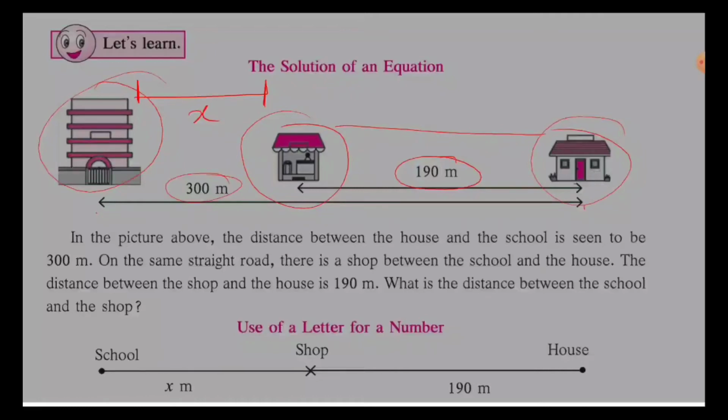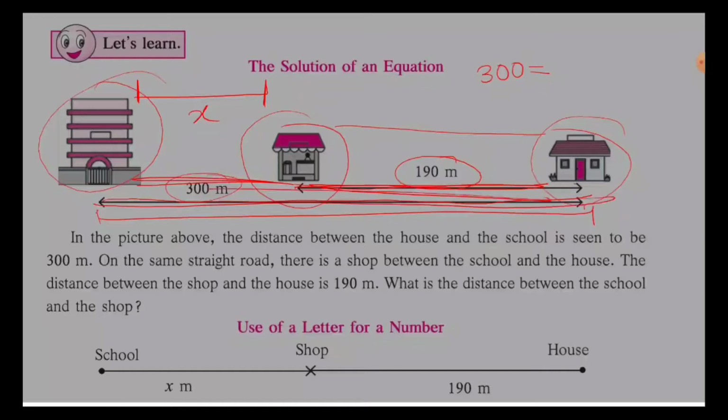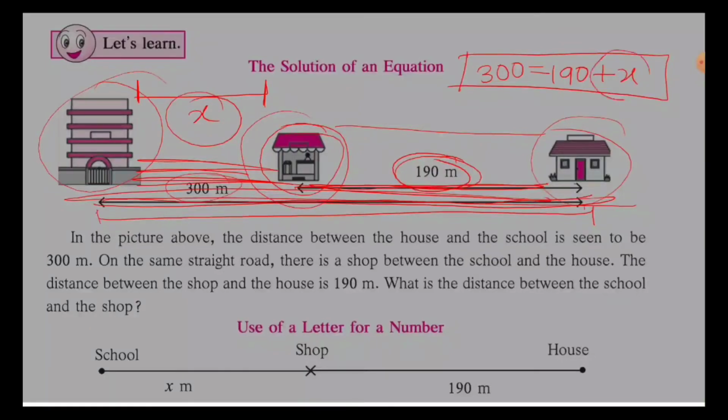Okay, this is x. Okay, so this is 190 and this whole is 300. So we know that the whole is 300. If the whole is 300, then I can say that if I add this distance and this distance, I will get the total distance. So this distance was 190 and this distance we didn't know. Okay, that's the distance between school and the shop we didn't know, so we put it as x. So we will add x in it, nothing else we have to do. Okay, now when this type of equation is formed, you have to find out the value of x.